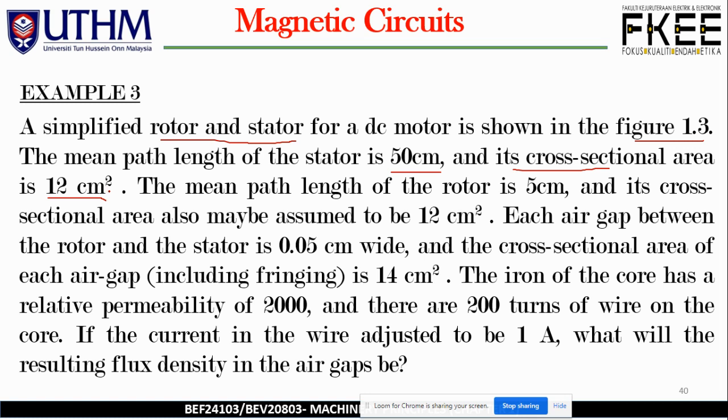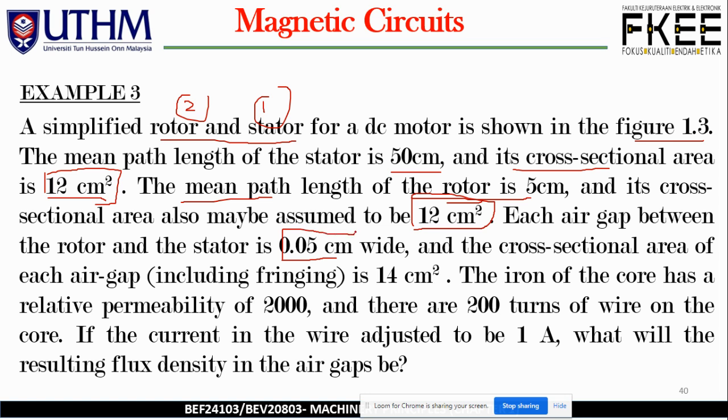is 12 centimeters square. So the mean path length of the rotor, so since we have two parts, which are a stator here and a rotor, the next mean path length is particularly for the rotor, which is 5 centimeter, and its cross-sectional area also may be assumed to be 12 centimeters square. So this is identical to the stator cross-sectional area. So each air gap between the rotor and stator is 0.05 centimeters.